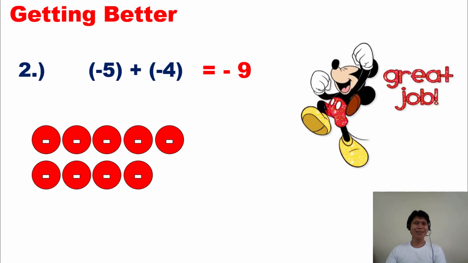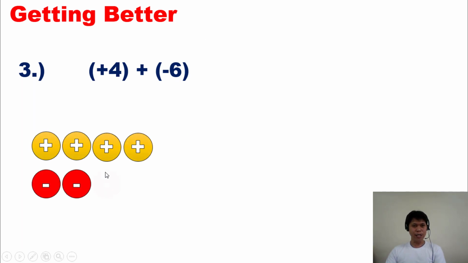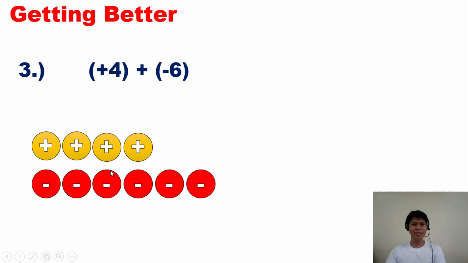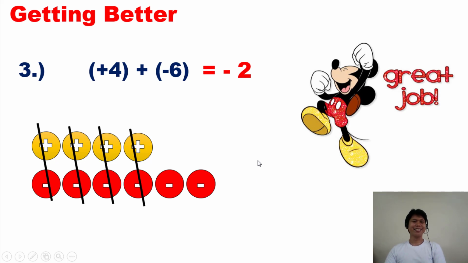Okay, great job again. And we have number 3. Positive 4 plus negative 6. Go. Okay, it is positive 4, 1, 2, 3, 4, and then negative 6, 1, 2, 3, 4, 5, 6, and then zero pairs, and we have 2 negative tiles remaining. The answer is negative 2. How about your answer? Okay.